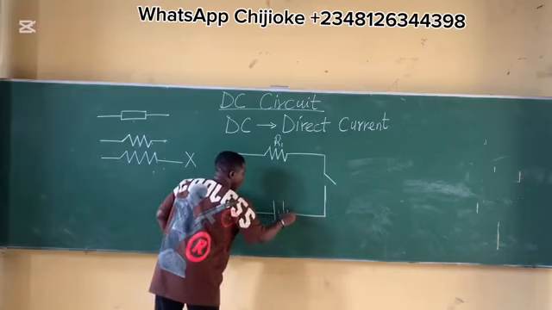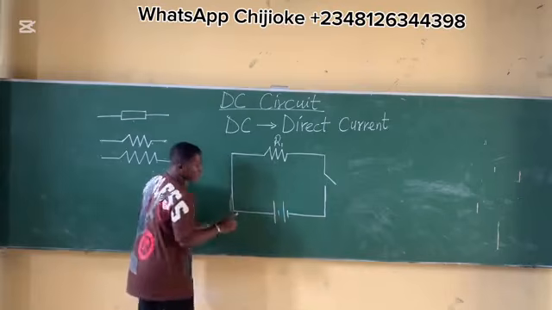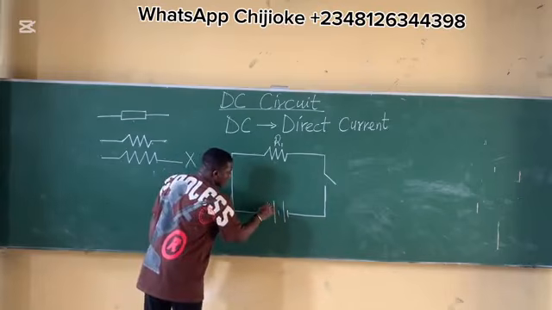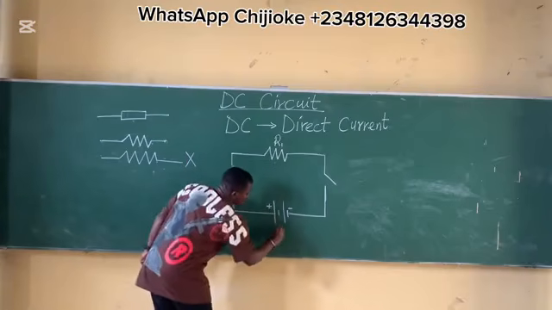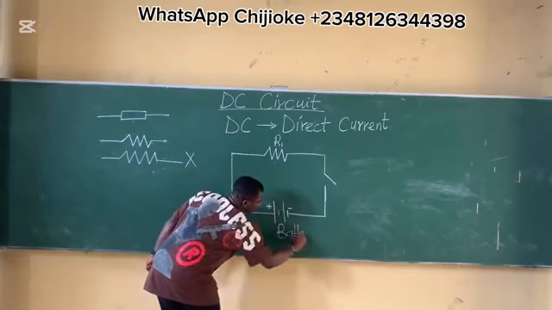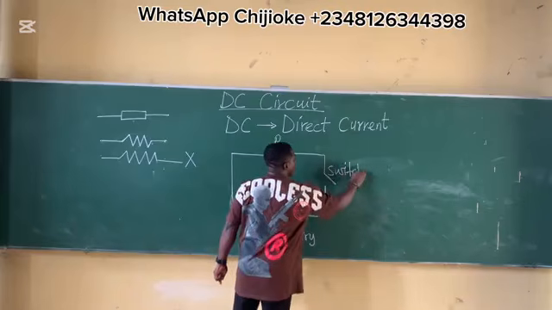This is it. Look at, in a battery, the longest terminal is positive. The shorter one is what? Negative. This is the battery. This one here is the switch.